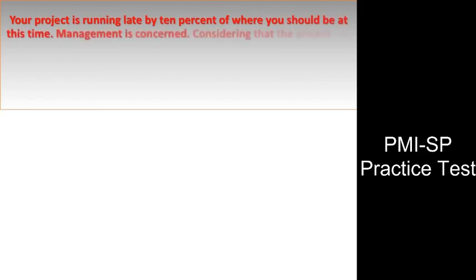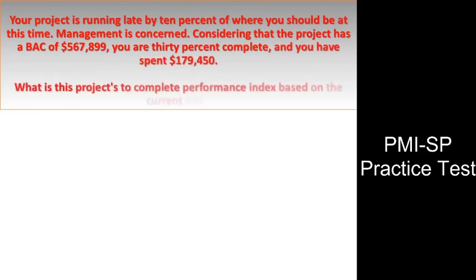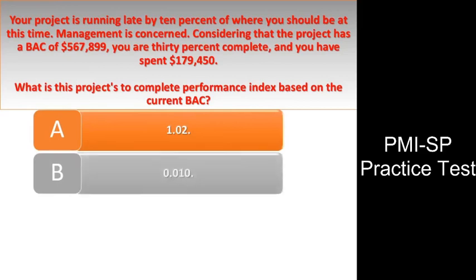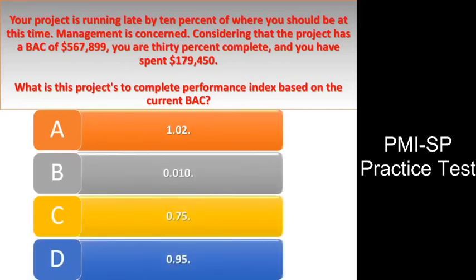Question number 18. Your project is running late by 10% of where you should be at this time. Management is concerned. Considering that the project has a BAC of $567,899, you are 30% complete, and you have spent $179,450. What is this project's to complete performance index based on the current BAC? A. 1.02, B. 0.010, C. 0.75, D. 0.95.